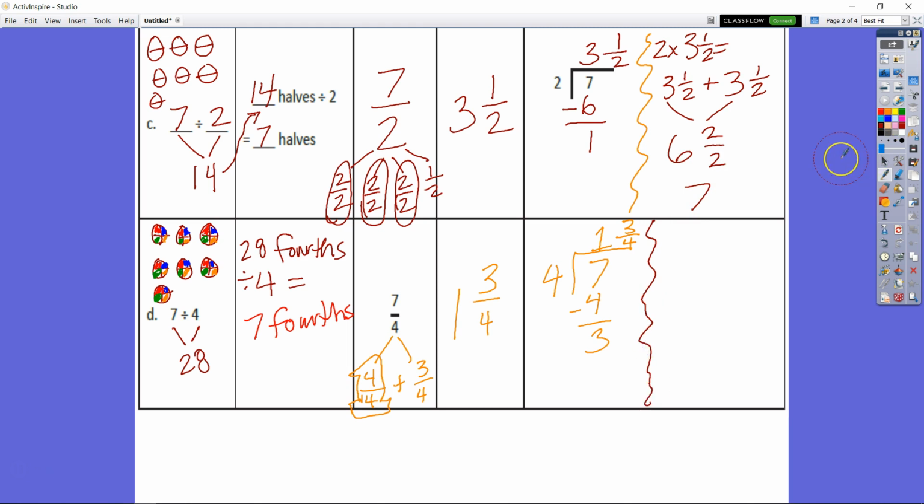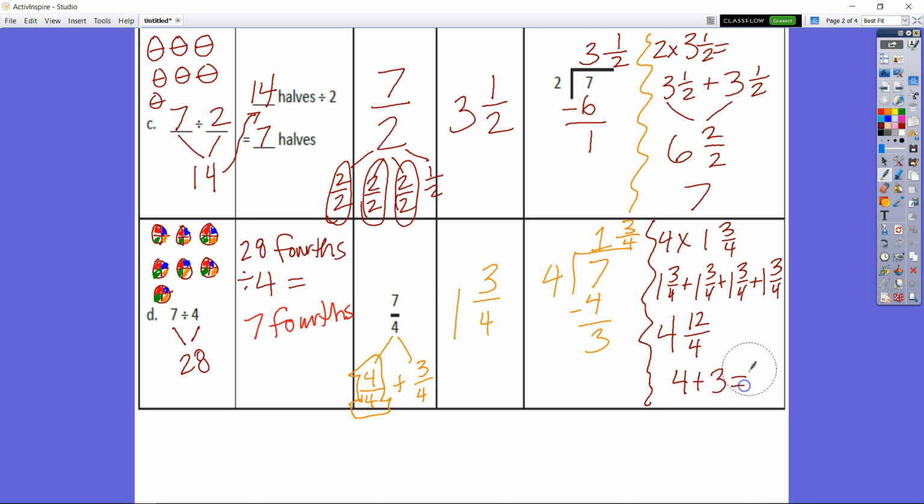Same thing with 1D. If we were to check, we would say 4 times 1 and 3 fourths is equal to 1 and 3 fourths plus 1 and 3 fourths plus 1 and 3 fourths plus 1 and 3 fourths. So we have 1, 2, 3, 4 wholes, and we have 3, 6, 9, 12 fourths. I know that 4 fourths is equal to a whole, so 4 fourths would be 1 whole, 8 fourths would be 2 wholes, and 12 fourths would be 3 wholes. So this is equal to 3, and I know that 4 plus 3 equals 7.